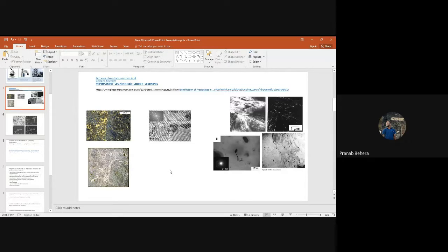Micron size things you can see, but nano size, no. Where is 1 micrometer? This is a scale bar. You are getting confused. Magnification is different, but scale bar is different. Scale bar means the total entire length is 1 micrometer. You understood now?